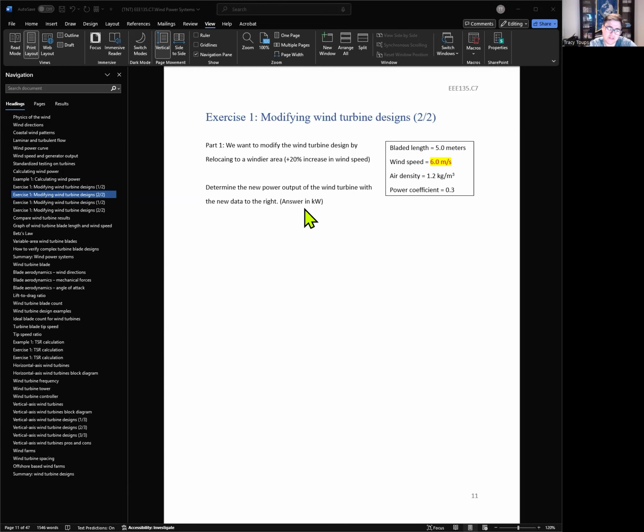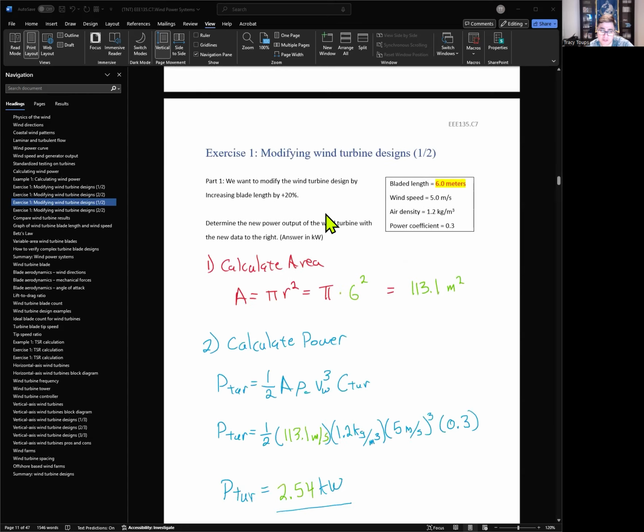All right, hello, welcome back to Triple 135, Chapter 7, Wind Power. We're back from our 10 to 15 minute break, and let's check out these wind turbine design modifications.